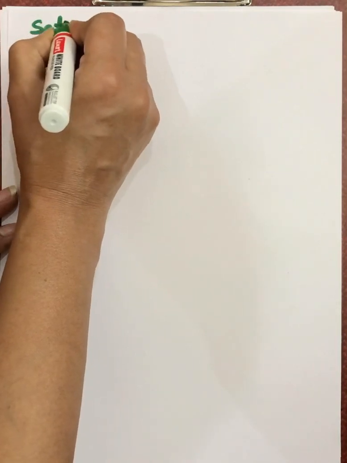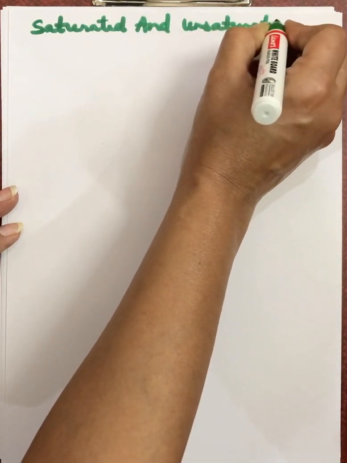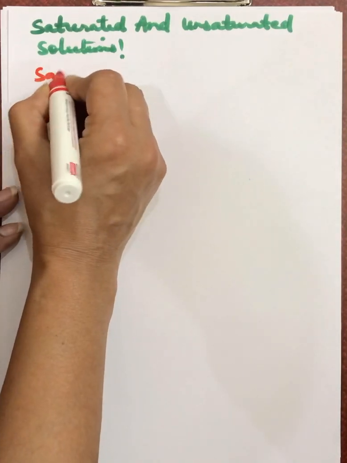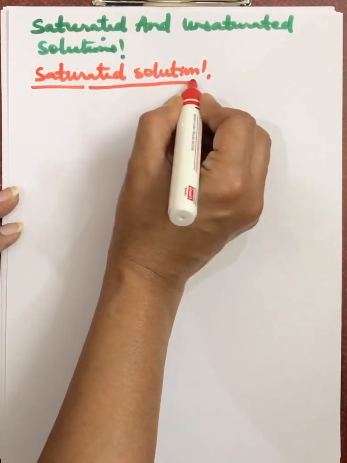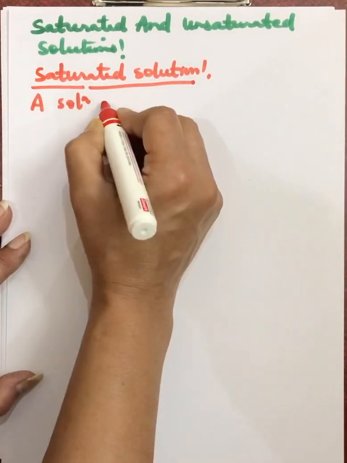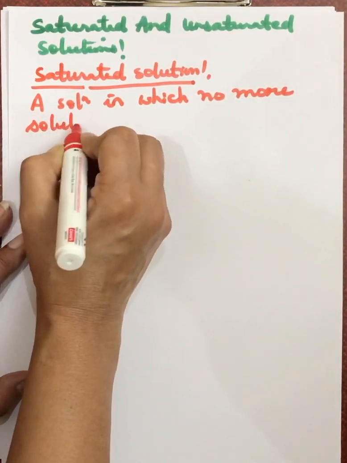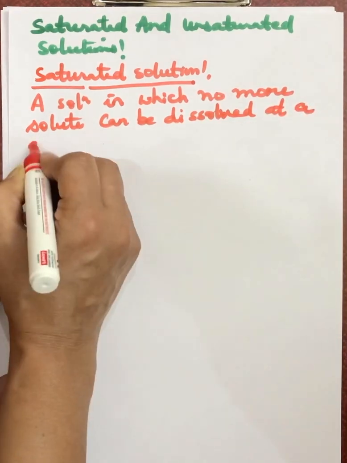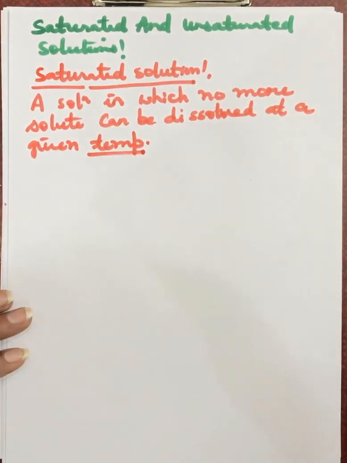Next topic for today is saturated and unsaturated solutions. What are saturated solutions and what are unsaturated solutions? Saturated solution, from the name again, saturated, it does not have a capacity to take more solute in it. A solution in which no more solute can dissolve. No more solute can be dissolved. But remember, at a given temperature, because if the temperature will change, then the solubility will change. This type of solution is known as saturated solution.